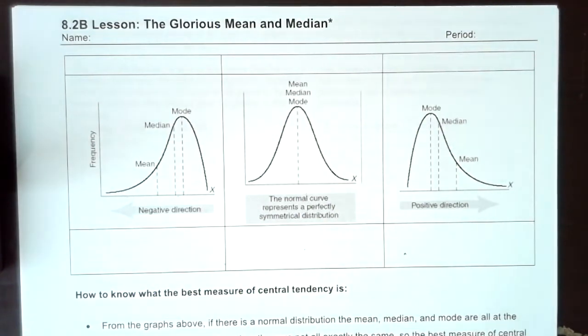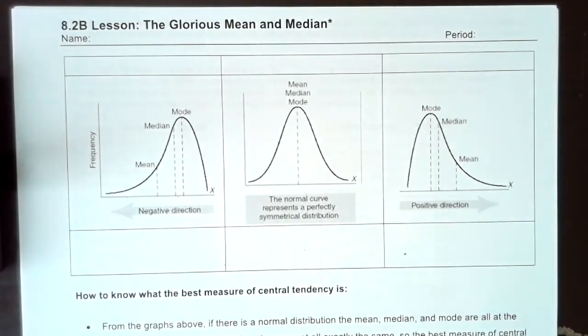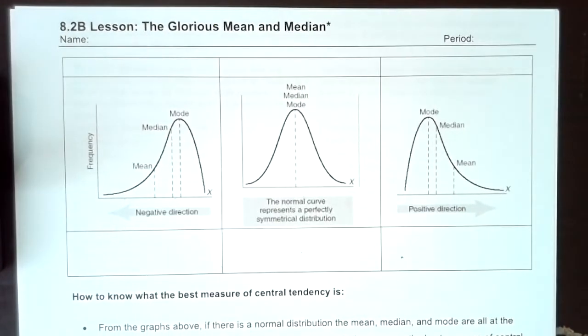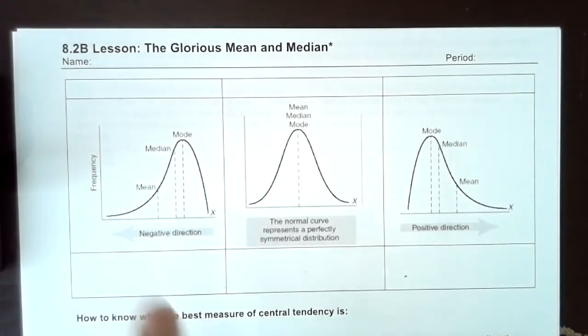Okay, class, we are going to start the 8.2b lesson now. And we're first going to start with the idea of central tendency. Basically, we're going to start with these three pictures. First, I want you to take a look at these three graphs.